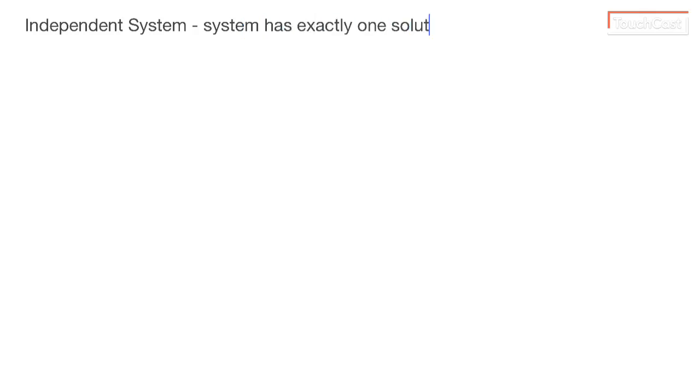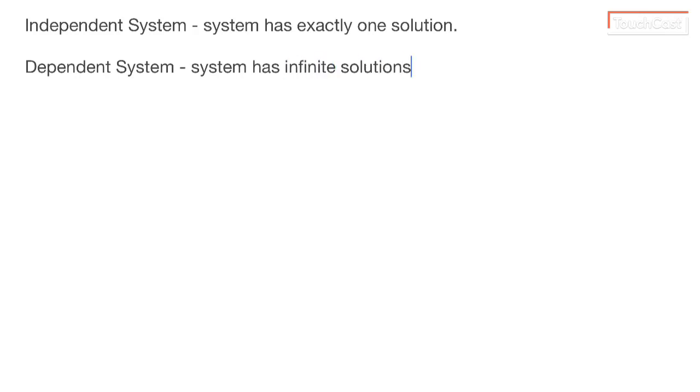So within our consistent systems, there's two other types of systems we can have. We can have an independent system, and if a system is independent, the system has exactly one solution. And then we can also have a dependent system. And if we have a dependent system, then the system has infinite solutions.